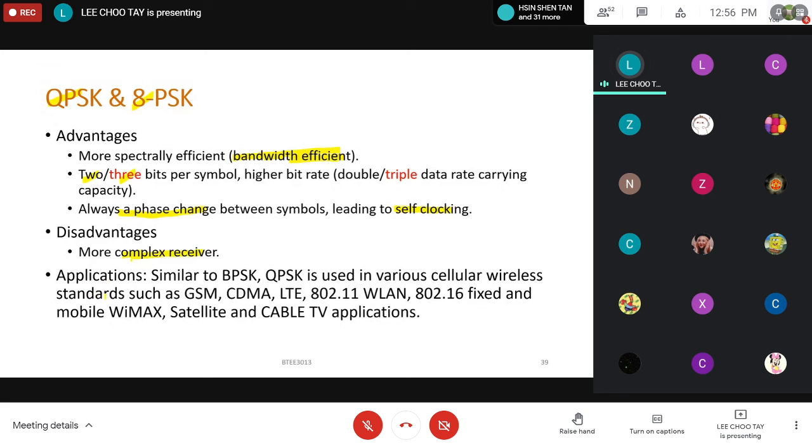Okay, application wise, QPSK is also used in cellular wireless standards, GSM, CDMA, and so on. That's the benefit of a higher bit rate. So QPSK is more widely used because of its bandwidth efficiency compared to BPSK. But BPSK is easier to implement and detect.